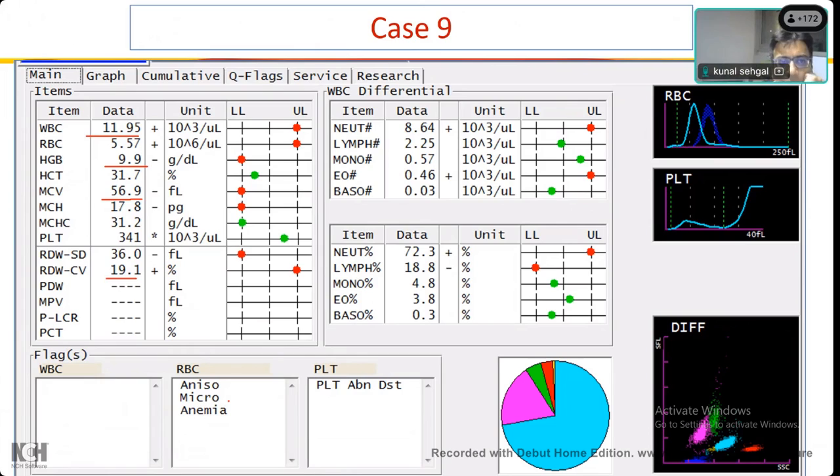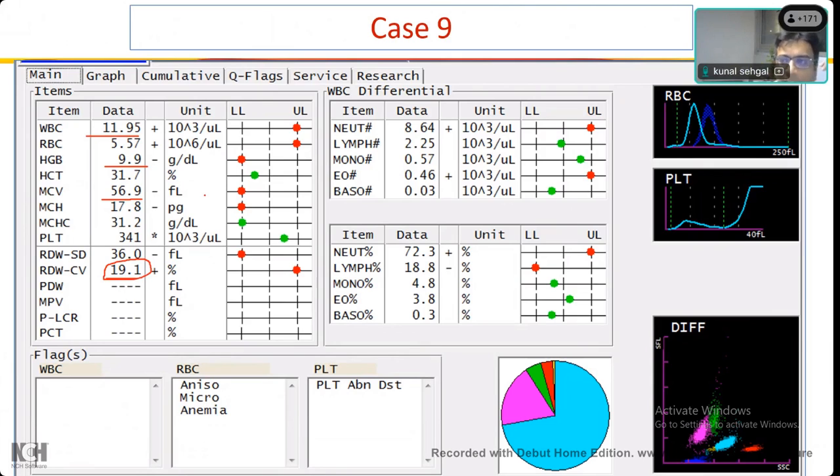So what are we dealing with? Again, we have to differentiate between iron deficiency anemia and beta thalassemia trait. Here the RDW is high, relatively high. So more likely to be iron deficiency? Okay. Anyone else?